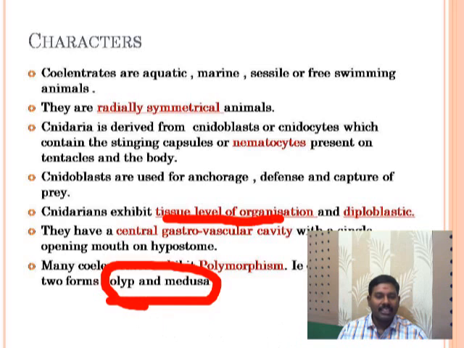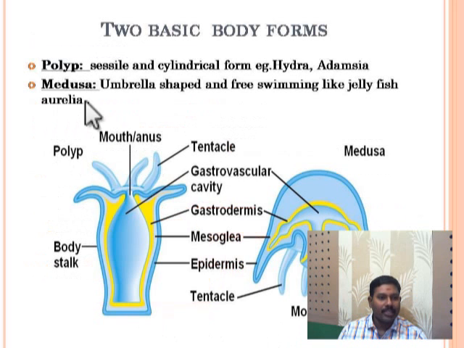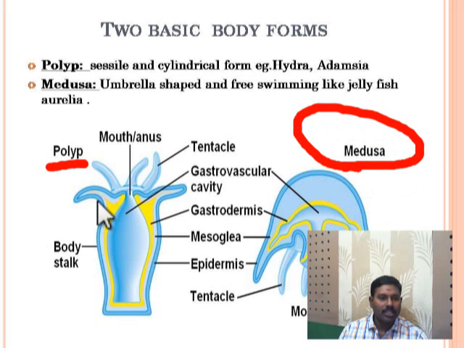Now we will see the slide of polyp and medusa. This structure is polyp. Here you can see a jar-like thing. This structure is called medusa. These are the two important forms of coelenterates. Coelenterates will be present in either one of the forms.